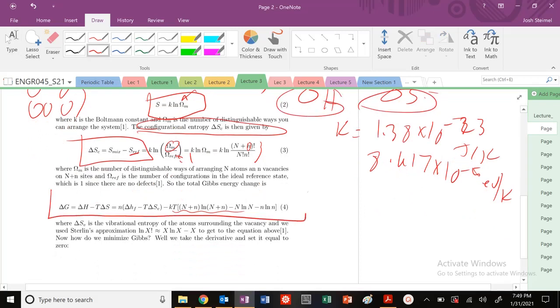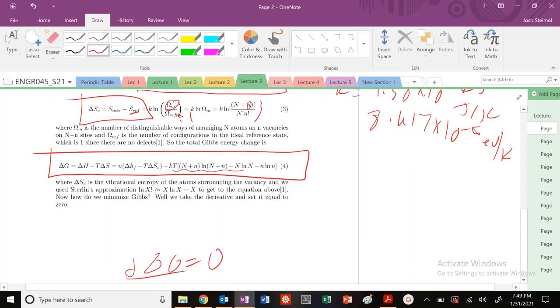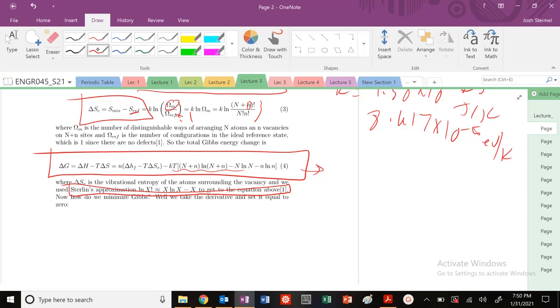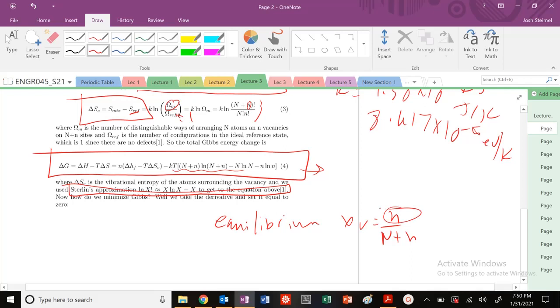And we can now write out our expression for Gibbs free energy here. I'm using some math and some help with Stirling's approximation here. You can double check that math and go through that derivation. But we have our expression for Gibbs free energy. But we want to know what is our equilibrium concentration of vacancies. X_V is equal to n over N plus n. Well, we need to figure out, what if we want to figure out our equilibrium concentration?